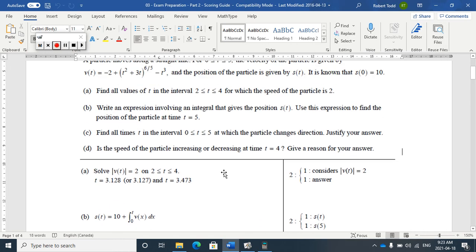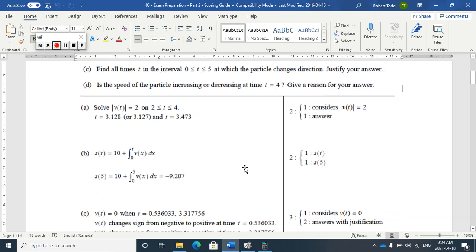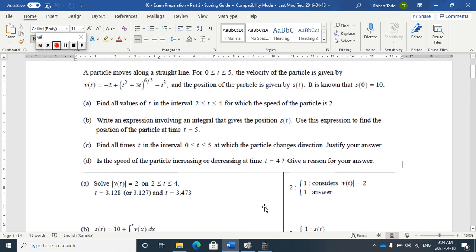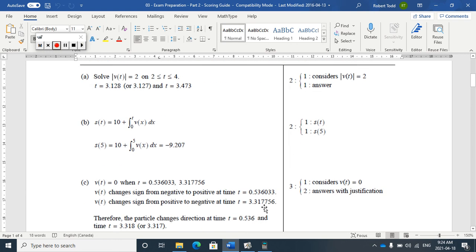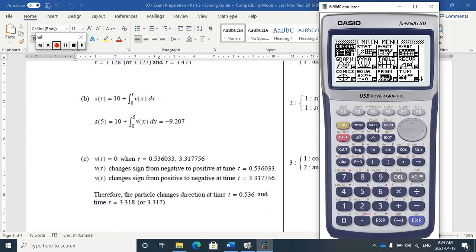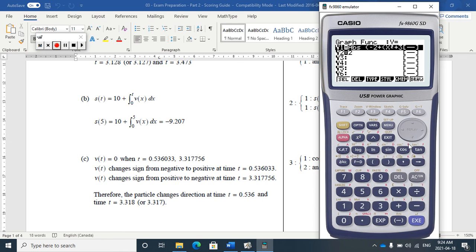C, find all the times when the particle changes direction. Justify your answer. Well, to see when it changes direction, I want to know when the velocity goes from positive to negative. And so when I go back to my graph here, I'm going to get rid of that absolute value. Well, first of all, I'm going to get rid of that y equals 2. I don't need that anymore.